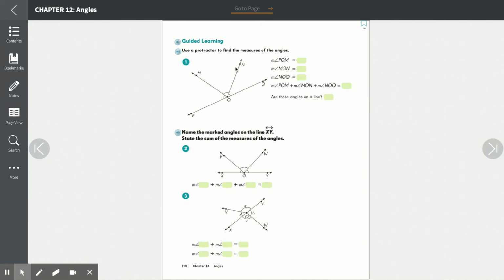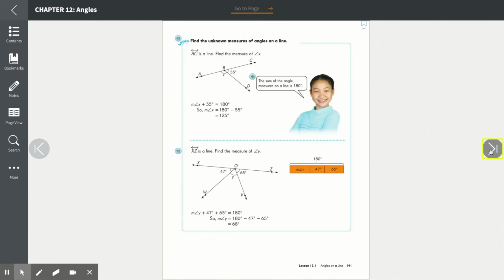So we're going to skip this part right here because we don't have protractors, but we're going to do it in an online version on IXL. So I'm going to go to the second part of the lesson here.